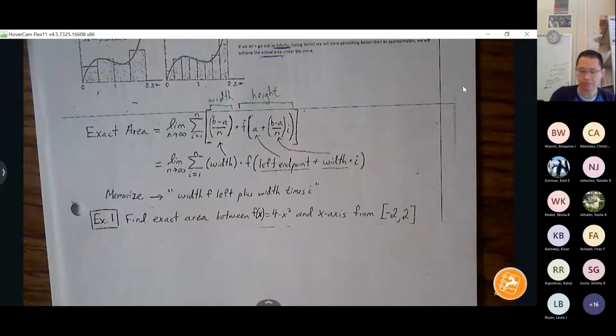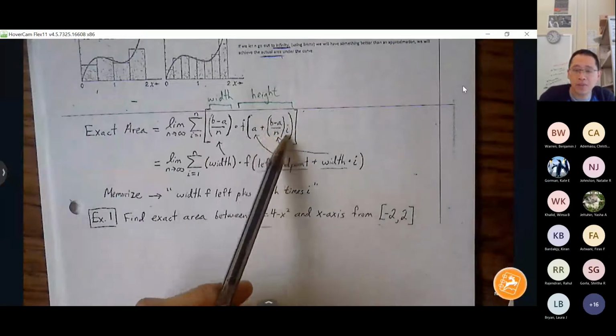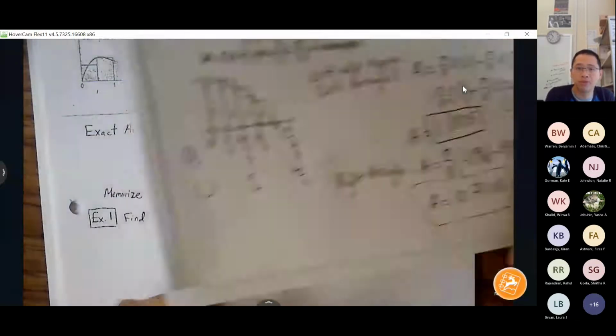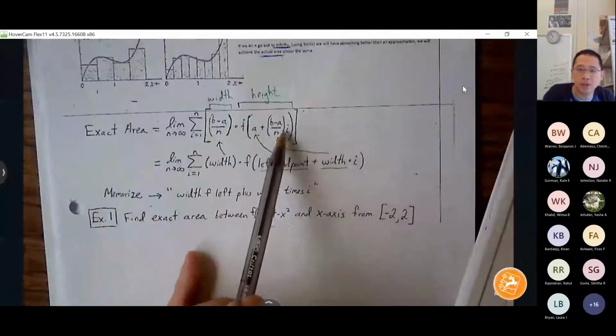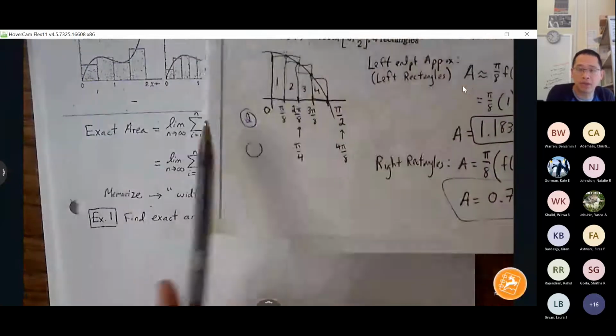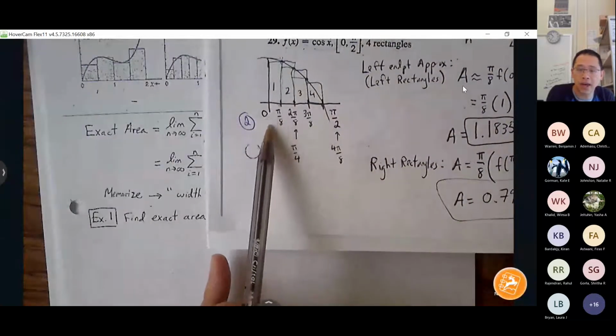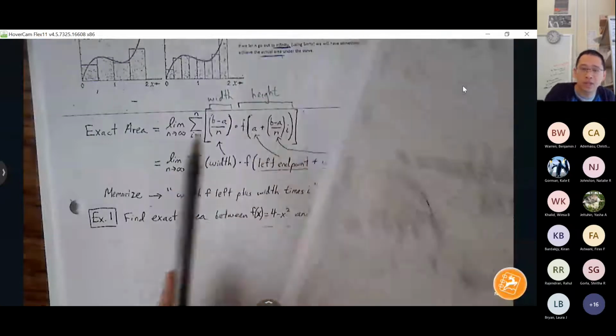Okay, so I'm going to talk about what this is doing here. It's taking that width, right? Just like how we were able to find that width of pi over 8. And then it's taking that width and it's adding to the left endpoint, right? We did that manually, right? We took that 0 and we added pi over 8. We added another pi over 8. We added another pi over 8. So that's what this is doing.